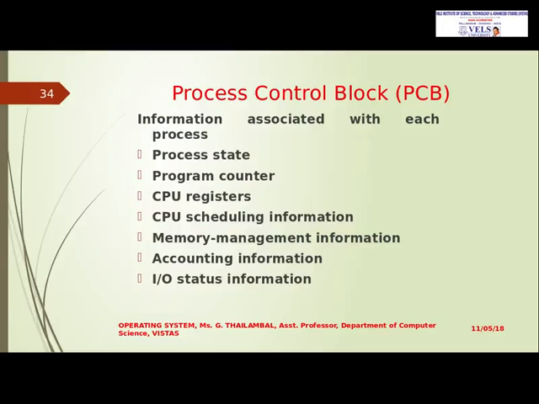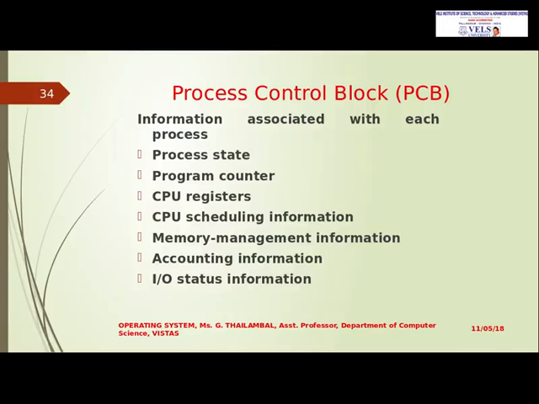So what is a process control block? It is going to maintain the process details. What are the details it will maintain? Process state: in which state it has been stopped, whether it is in running state or ready state, that is called the process state. And program counter: what is the next instruction that needs to be executed after resuming the process, and that will be maintained by the program counter.